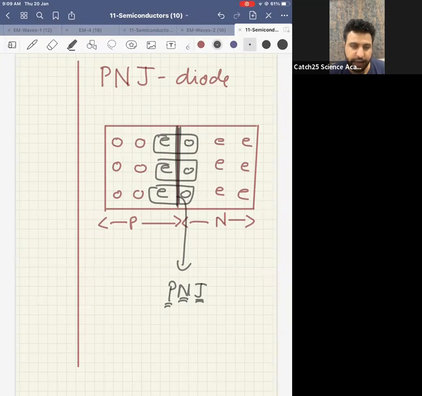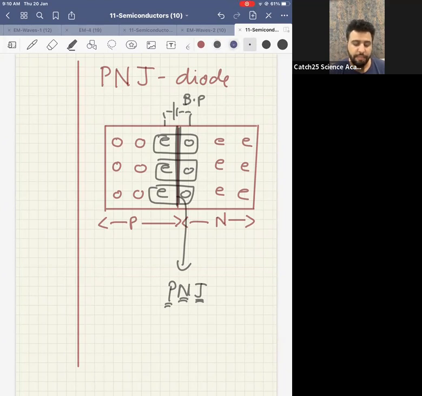Now that current I will represent by a dotted power source, meaning there is no power source connected. Their combination itself acts like a power source, because a little bit of current or potential is developed. And this is called barrier potential. What is barrier potential? Potential developed near the barrier or near the junction is called barrier potential.